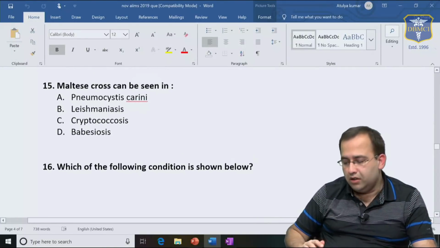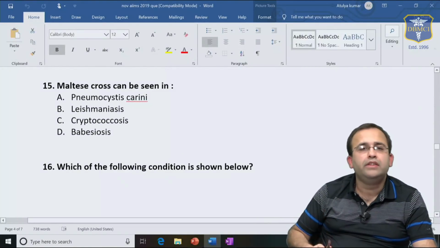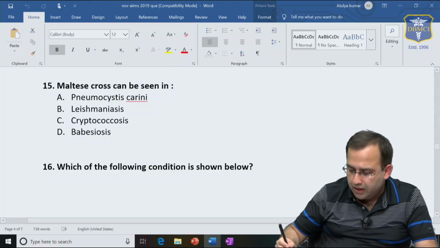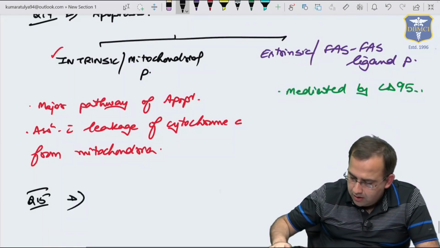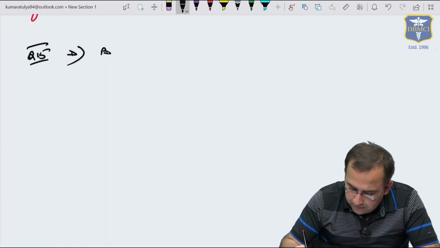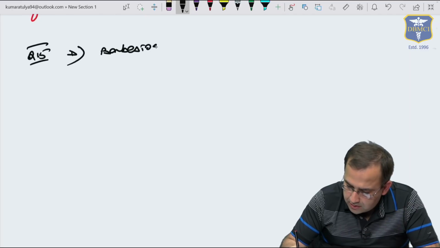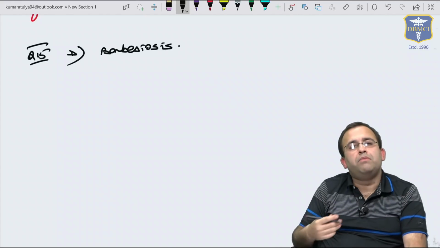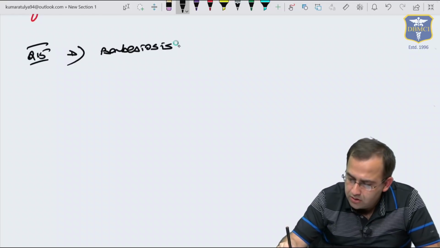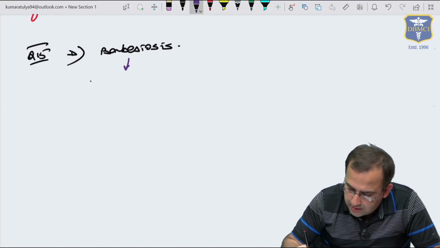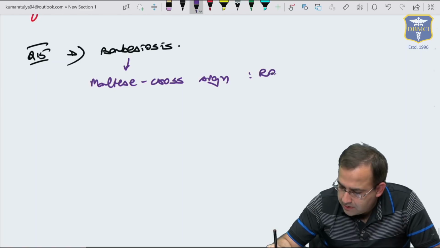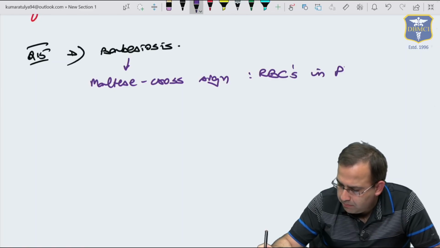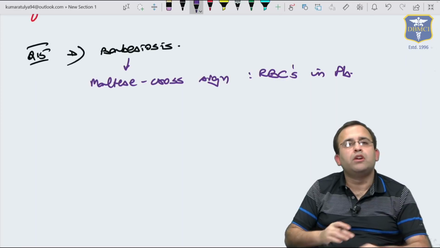Next, question 15. Maltese cross sign. Repeat question from 2018 NEET exam. Maltese cross sign is seen with babesiosis. The answer is D, that is babesiosis. Babesiosis is a parasite which leads to Maltese cross sign in RBCs in peripheral blood.